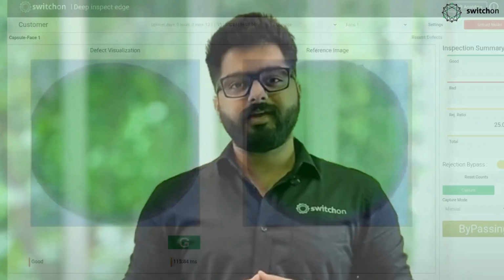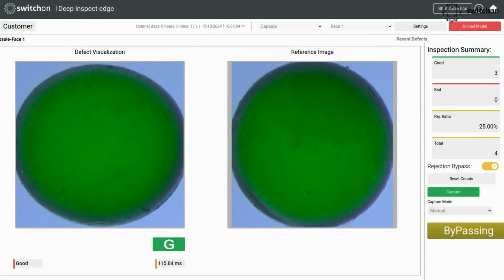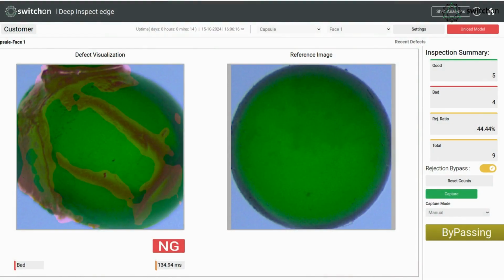lead to product recalls. This is where DeepInspect, our US FDA CFR 21 compliant AI-based quality inspection tool, comes into play. With DeepInspect and its AI-based algorithms, you are able to effectively detect different kinds of defects in capsules. These include air bubbles, foreign particles on capsules, formation issues, and various other problems.